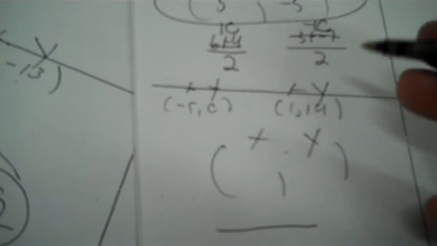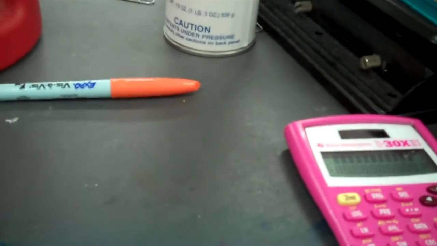Okay, midpoint -5 to 1. Add those. Divide by 2. It's going to be -4 divided by 2. That's -2. Okay, then 0 plus 14 divided by 2. It's probably 7. Okay. Do these 3 on the back.